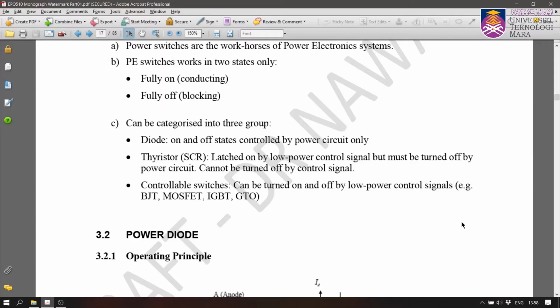And finally, the third group is the controllable switches. For the controllable switches, you can turn on and off at any time. You can trigger the device at any time, and you can also instruct the device to be turned off at any time. For example, the MOSFET, the IGBT, the BJT, as well as the gate turn-off thyristor, GTO. This is a new device.